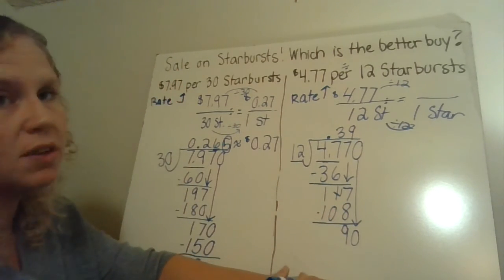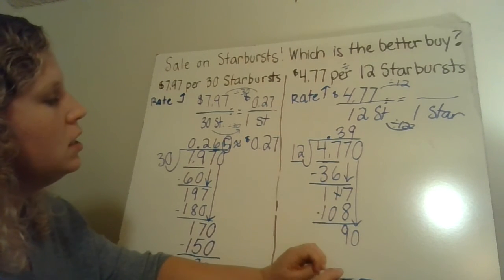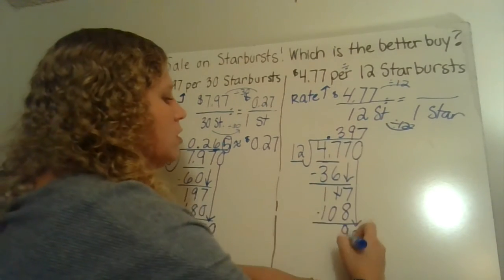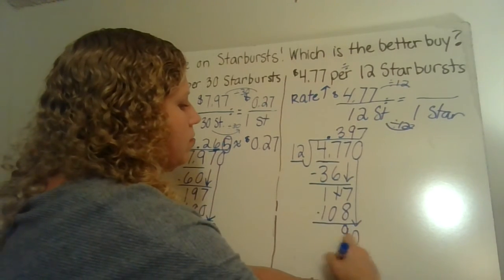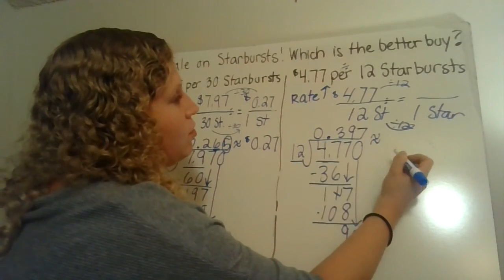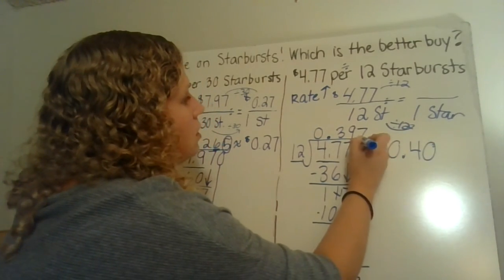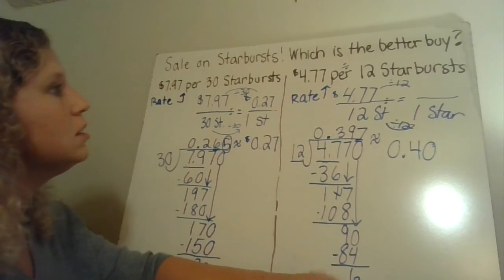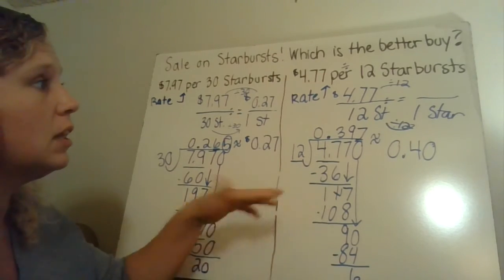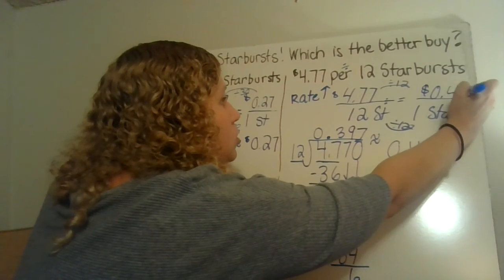Last time here to tell me if I'm going to have to round up or stay the same. 12 goes into 90, 7 times. 7 times 12 is 84. That means that 0.397 is going to round to about 40 cents. The 7 says go up. 5 and above, we give it a shove. 4 and below, stay low. So this means that this Starburst actually costs 40 cents per Starburst.